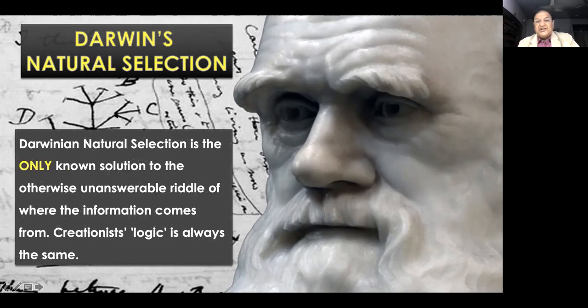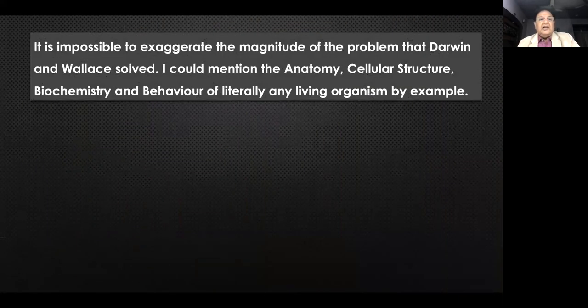Darwin's natural selection. Now, this is his central statement. Darwin's natural selection is the only known solution to the otherwise unanswerable riddle of where the information comes from, and creationist logic is always the same. It is impossible to exaggerate the magnitude of the problem that Darwin and Wallace solved. I could mention the anatomy, cellular structure, biochemistry, and behavior of literally any living organism by example.